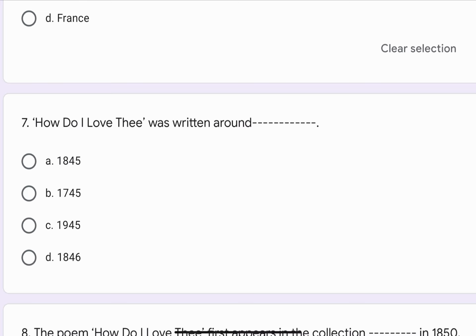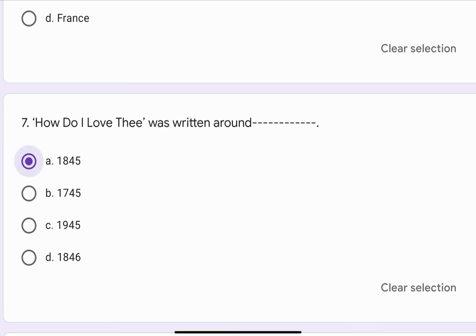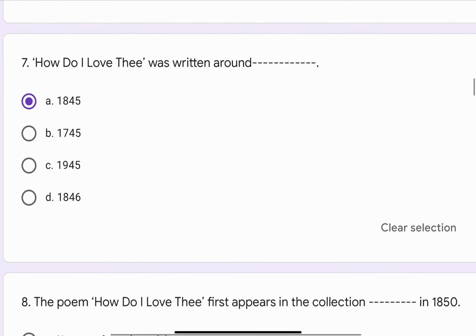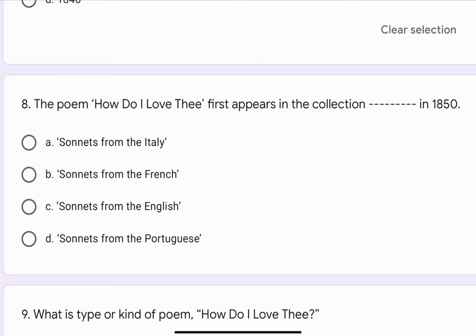Question number 7. How Do I Love Thee was written around dash dash. Options are A. 1845, B. 1745, C. 1945, or D. 1846. Correct option is A. 1845.